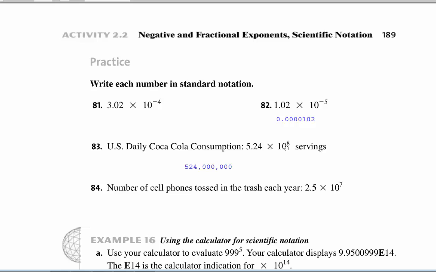And again, I just want to make sure I did this correctly. So it's 10 to the 8. So if we go 1, 2, 3, 4, 5, 6, 7, 8, that lines up, right? We're moving the decimal 8 places to the right.